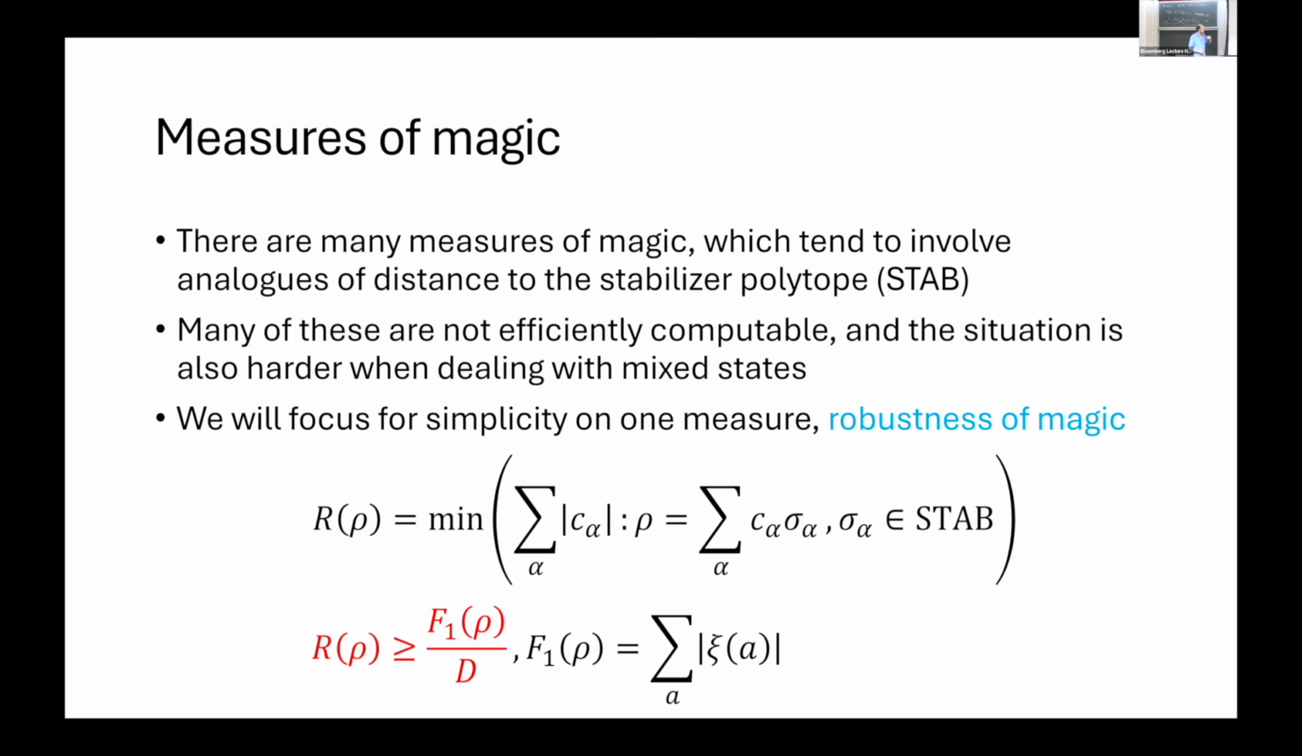It could also be less than? No, it can't be less than 1. If it's a stabilizer state, it's 1. If it's any other state, it's bigger than 1.